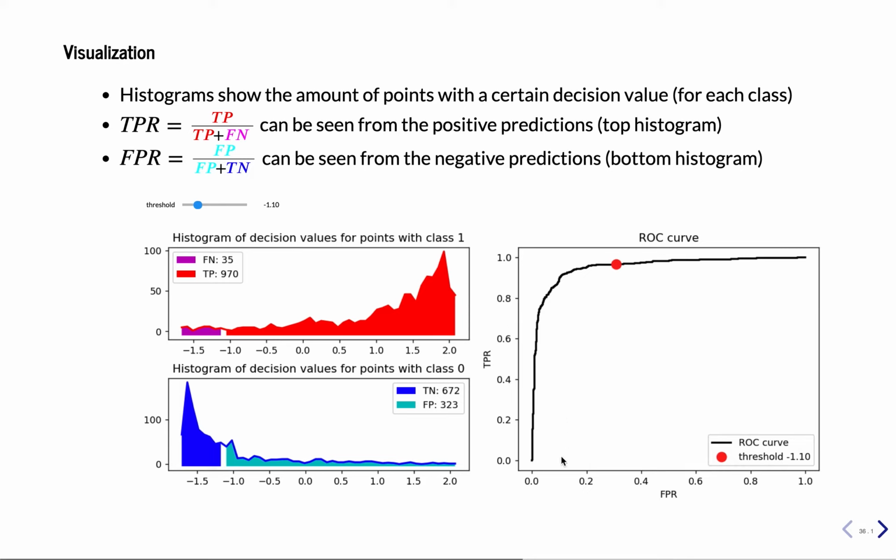On the other hand, if I want to reduce the amount of false positives, if that's the most important thing, then I can just increase my threshold. So I'll end up with fewer false positives. But this will come at the cost of having fewer true positives as well.